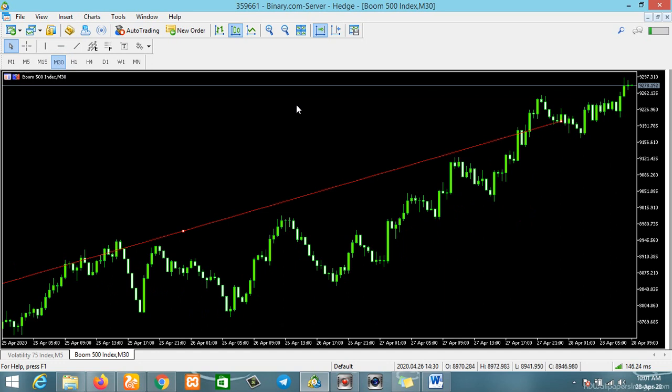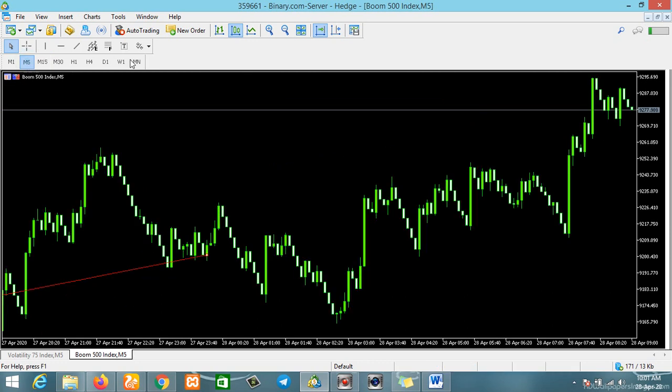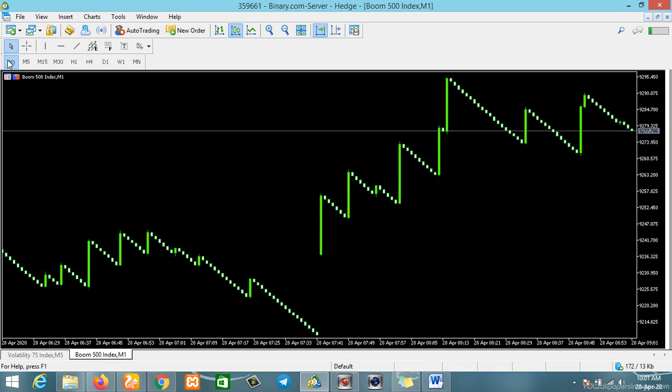30 minutes, as well, you can see it on uptrend. 15 minutes, it has been on uptrend for some time. 5 minutes, also, you can see it's on uptrend. If you start from here to here, this is an uptrend, but it's still coming down a bit. It will come down a bit and go up, but the general trend is uptrend. 1 minute.